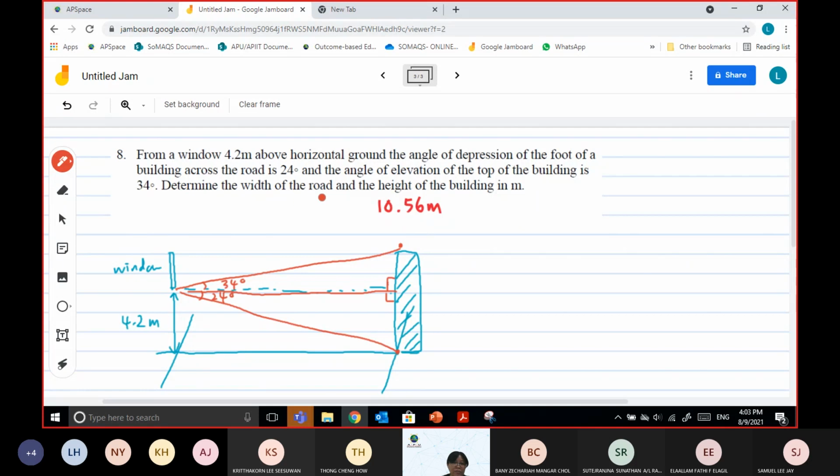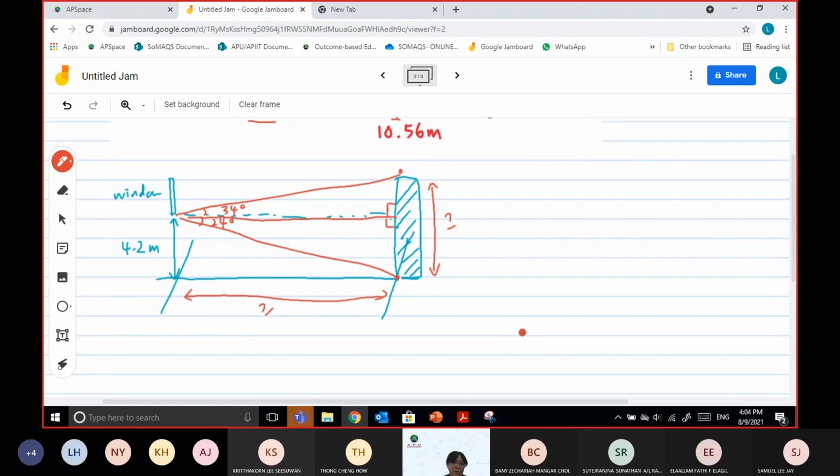Determine the width of the road and the height of the building in meter. So there are two requirements here. You need to find the width of the road, what is the width here, and then the height of the building. This is what you need to find.